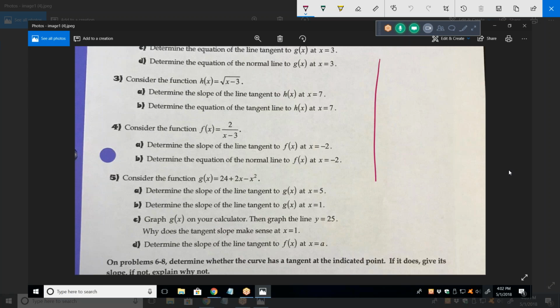Well, here's the problem. There's the curve. They want to know what the slope of the tangent line is at 7. In other words, what is the slope of that tangent line? That's what calculus is all about, derivative calculus.